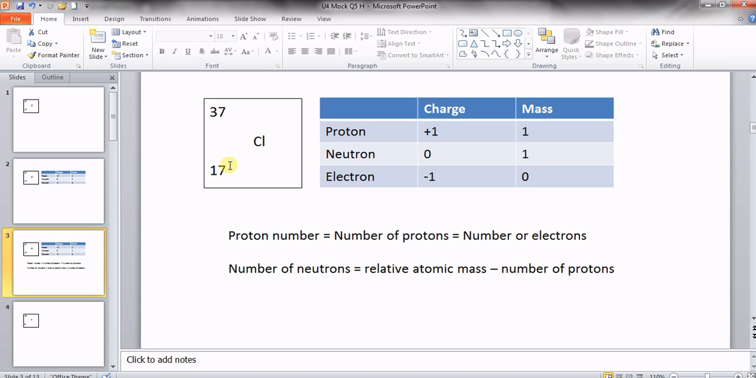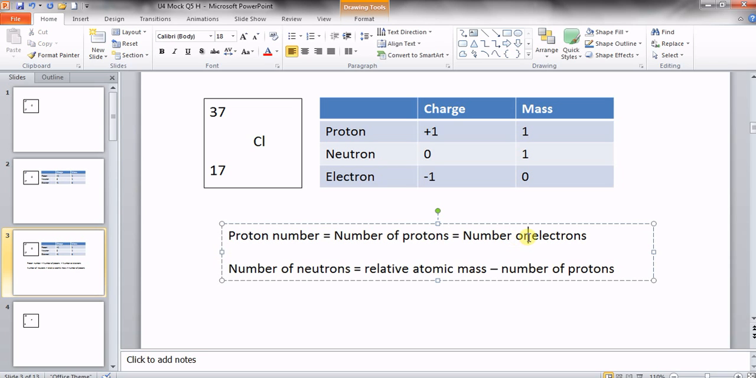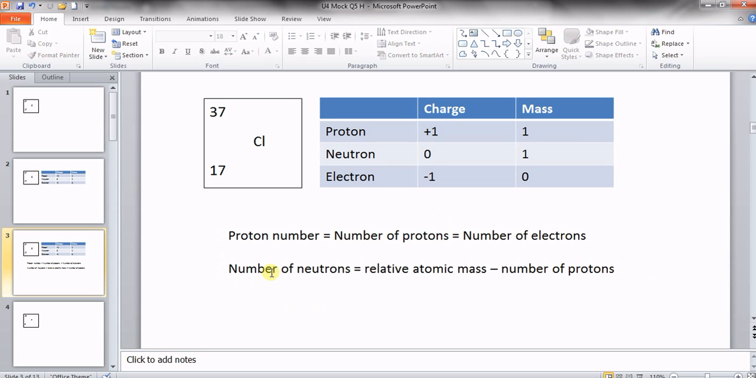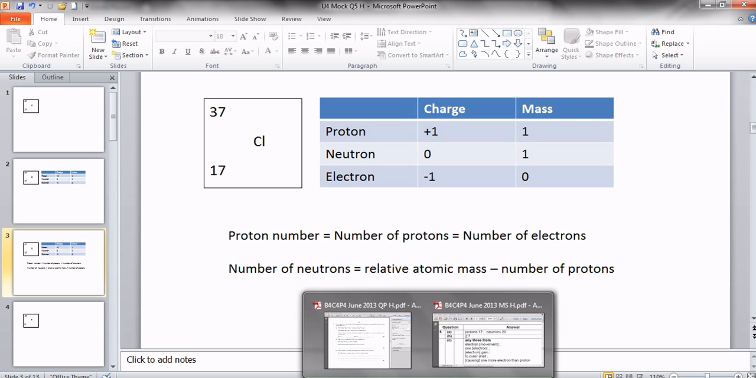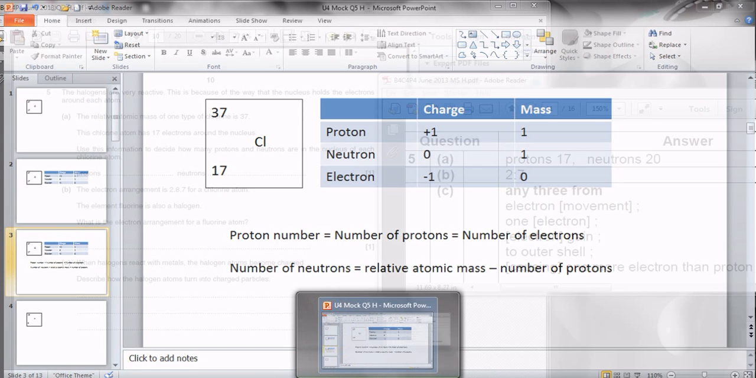So just to go over that again, the proton number is the number of protons, which is the same as the number of electrons. The number of neutrons is the relative atomic mass, 37, minus the number of protons, 17, which is 20. So that's the first part of the question done.